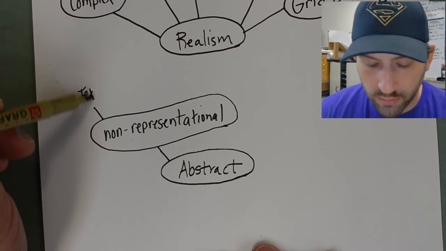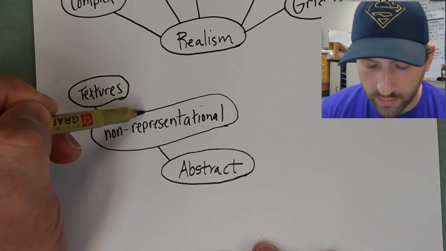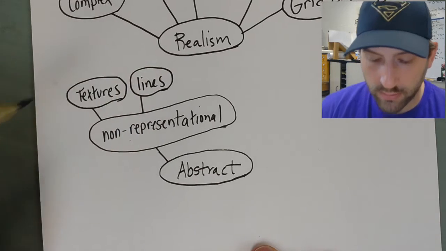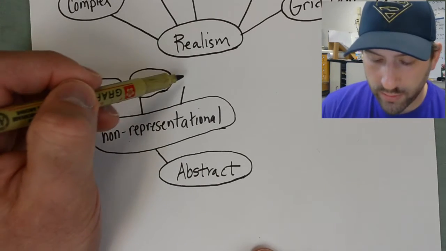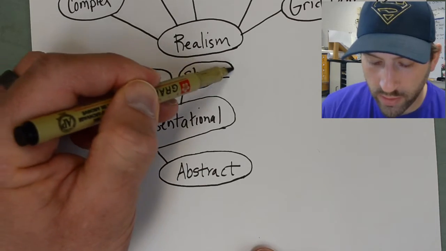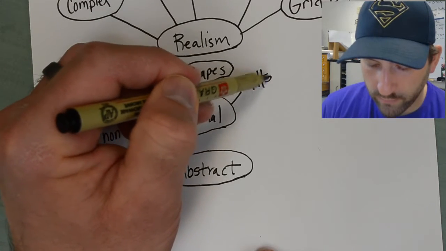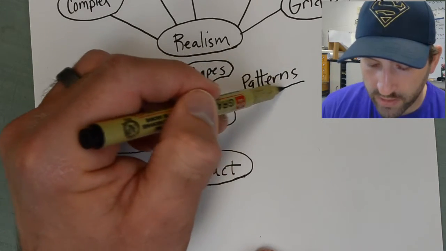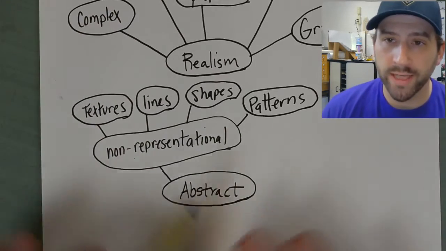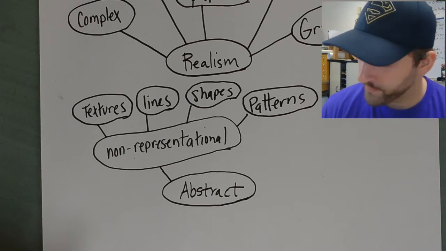Textures, lines, shapes, and the list really goes on and on. Patterns. These mind maps can really be multi-layered, multi-tiered. They can go on and on. Just depends on how much you can think about.